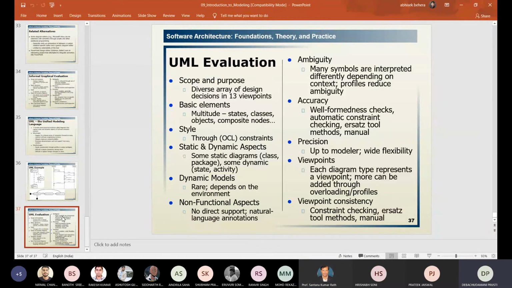Then the static and dynamic aspects. Some static diagram aspects are the class and the package, and some dynamic ones are the state and activities, which show how the system will run.